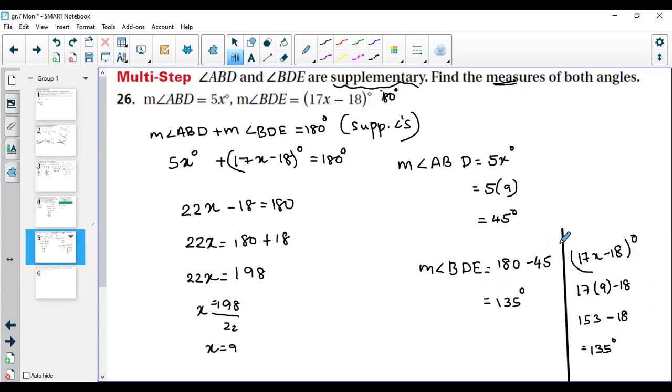So you can choose whichever way you want to. I feel this is easy because already they said it's supplementary and we already found one angle. Subtracting that is easy. But if you think you could not follow this, you do not want to use this, you can use this, but you are going to get the same answer.